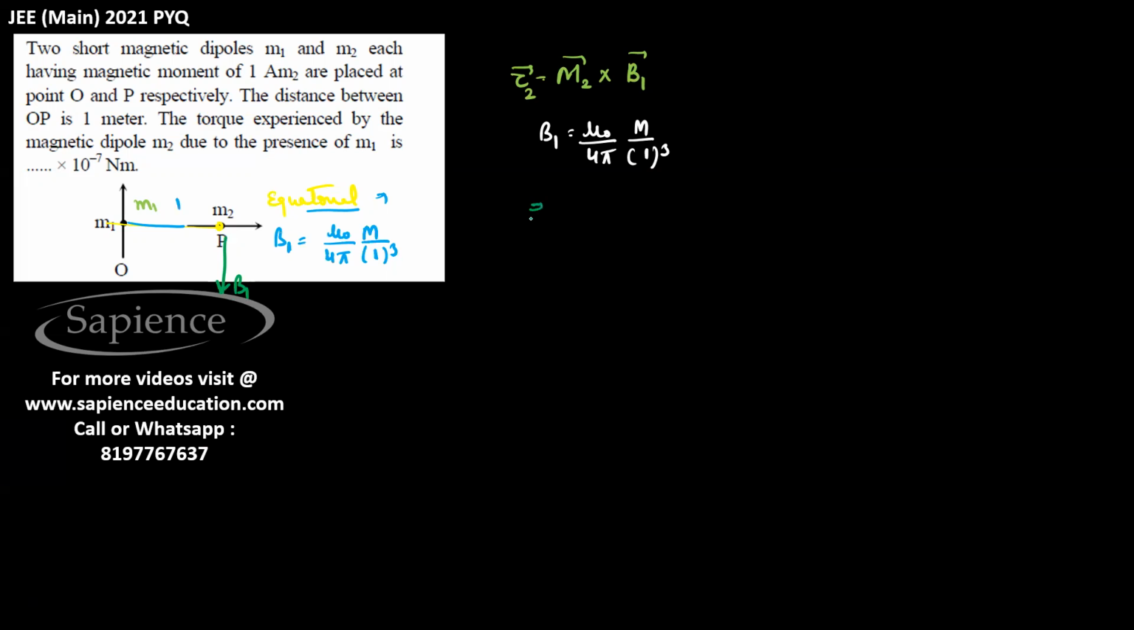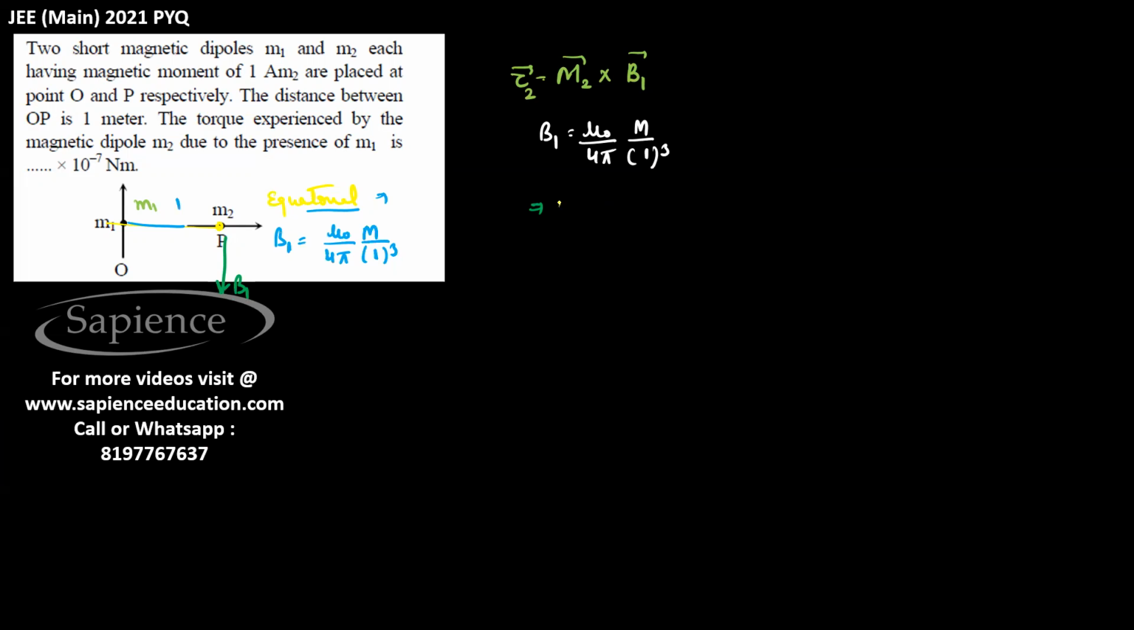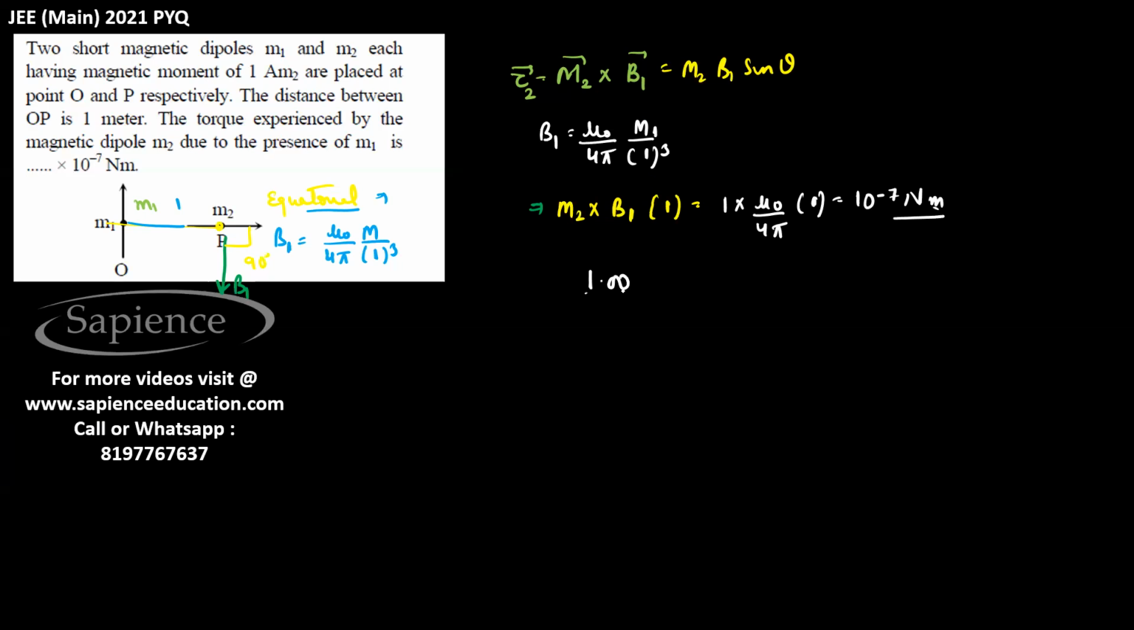So you have to calculate the cross product. The magnetic moment is M2, so you have to calculate M2 into B1, which is M2 B1 sine theta. The angle between M2 and B1 is 90 degrees, and sine 90 is 1. So M2 into B1 is the answer. M2 is 1 and M1 is also 1, so everything becomes 1 and it becomes mu naught by 4 pi, which has the value of 10 raised to the power minus 7. Torque is in newton meter. So the answer will be 1.00, because the same number came into the picture.